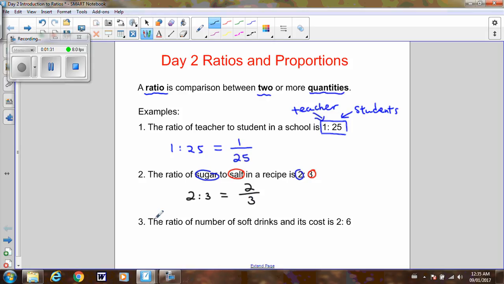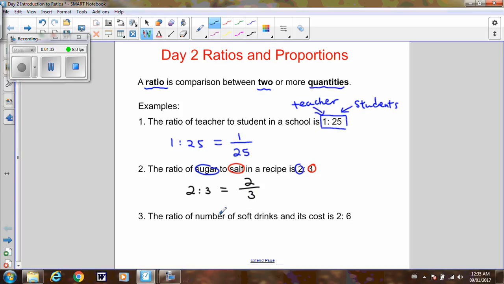Same thing. The ratio of number of soft drinks and its cost is 2 to 6. The 2 here is the number of soft drinks, and the cost here is 6. What that means is if you buy 2 soft drinks, it's going to cost you $6. So we can write the ratio 2 to 6 as 2 over 6.